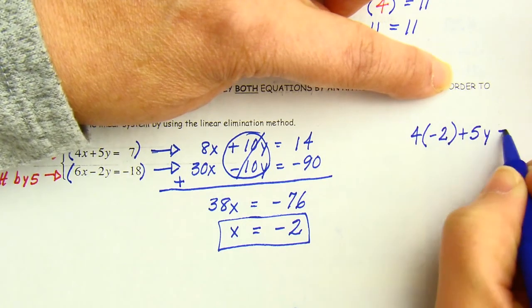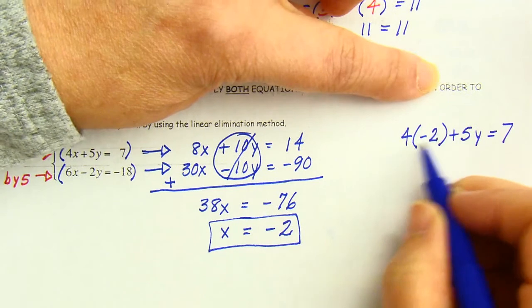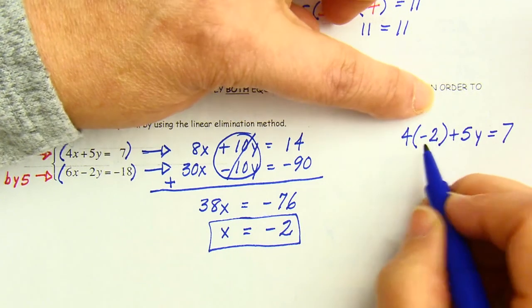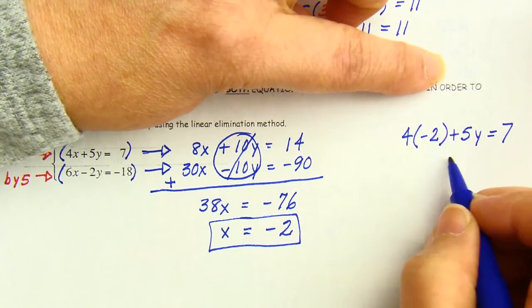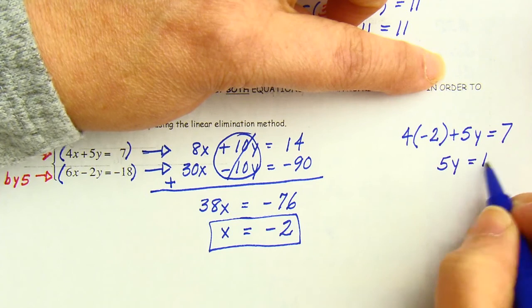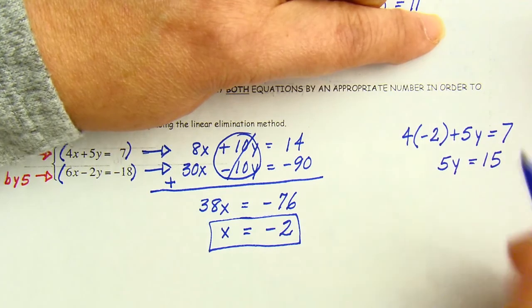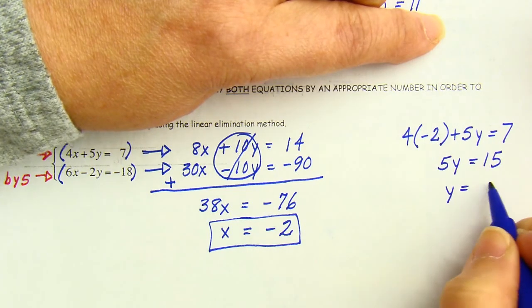plus 5y equals 7. This is negative 8, and when I add 8 to both sides, I get 5y equals 15. And then when I divide by 5, I get y is 3.